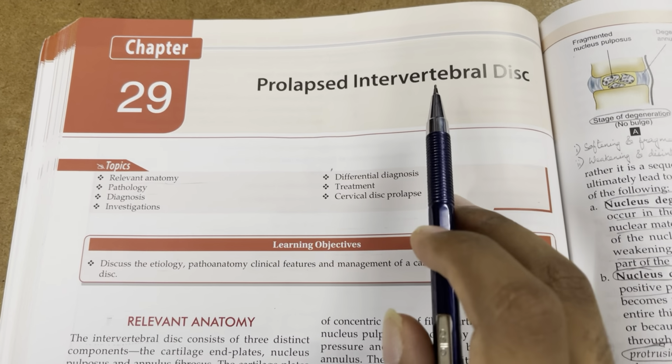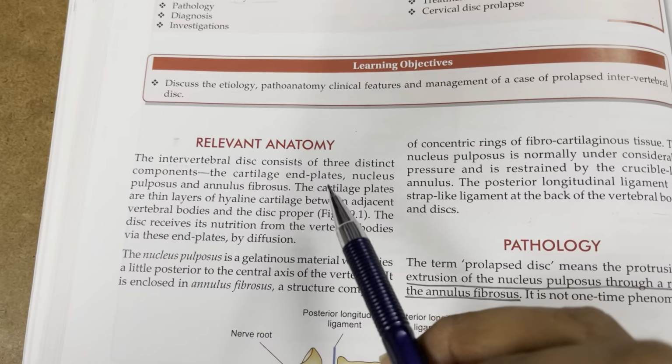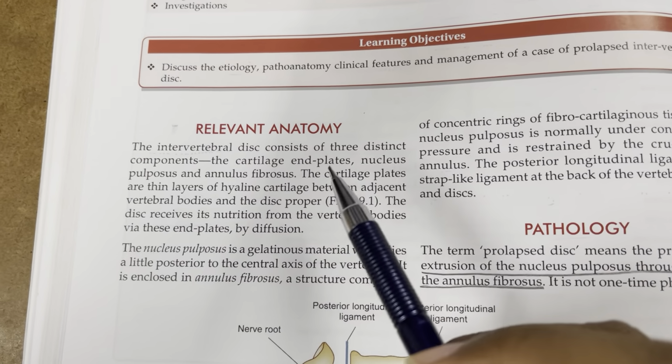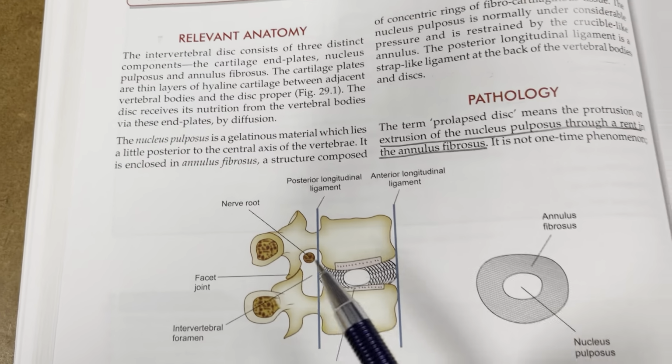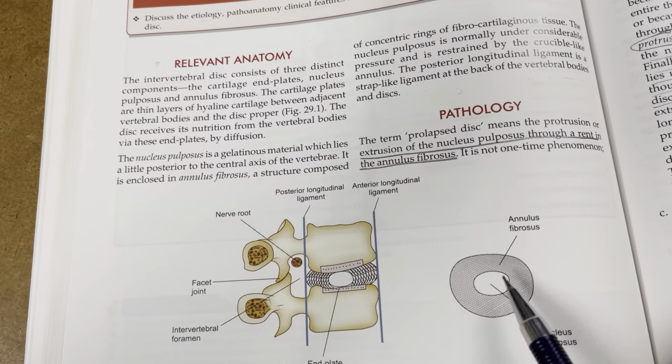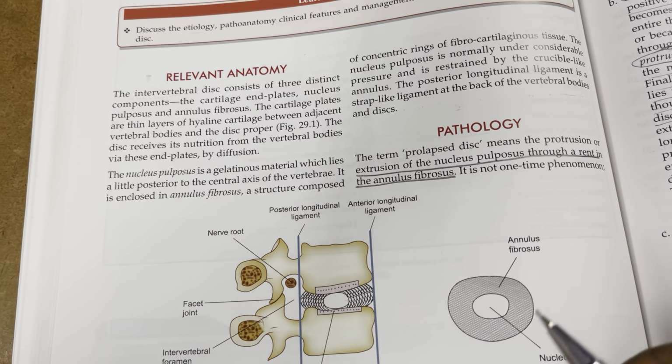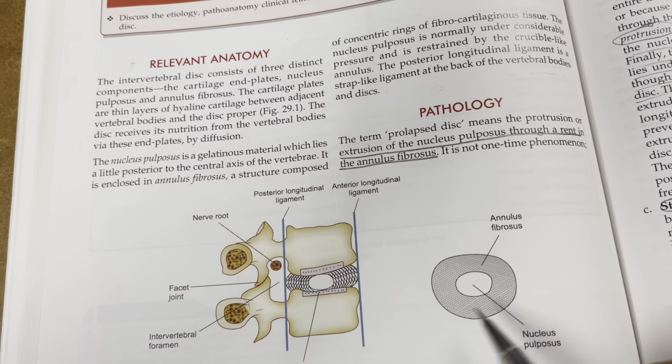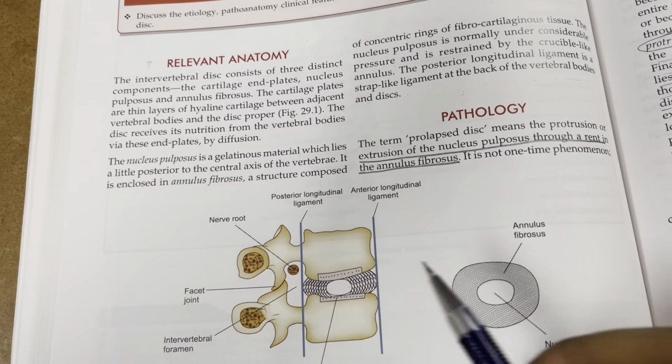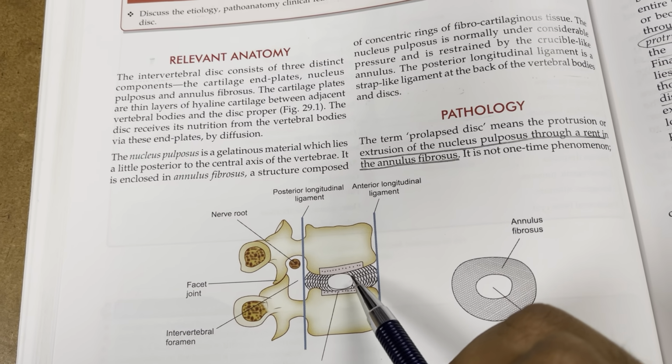In this video, we'll be talking about prolapsed intervertebral disc. So first, let's start with the relevant anatomy. It consists of three vertebral components, the intervertebral disc. So in the center, you have the nucleus pulposus, which is a remnant of the notochord. Then surrounding it, you have the annulus fibrosus. So that is the intervertebral disc proper.